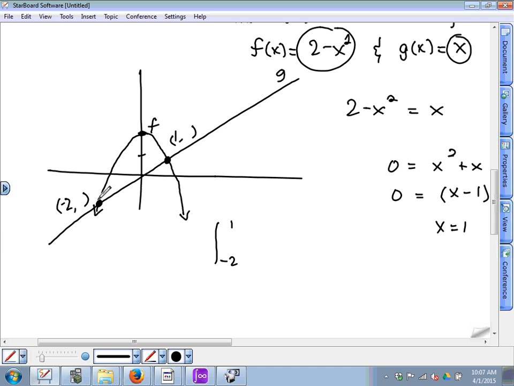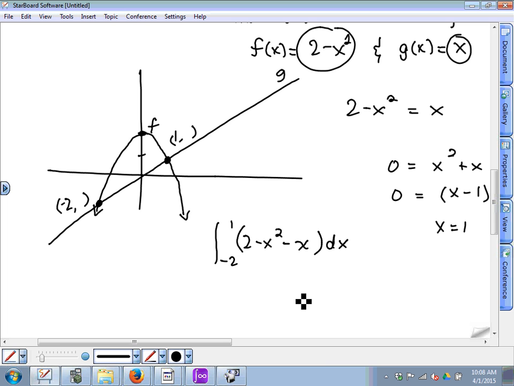And according to this graph, the f function forms the upper region. So we're going to take that one first, 2 minus x squared. And then we subtract the graph that forms the lower region.